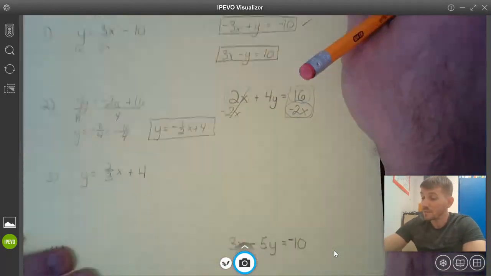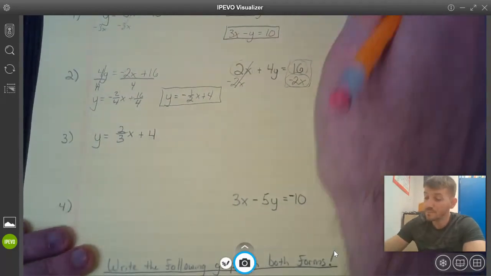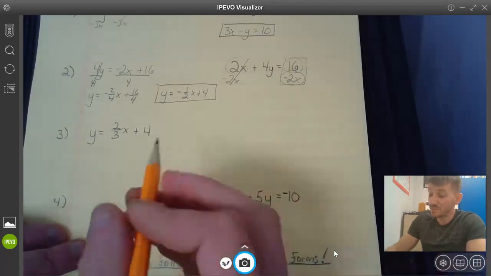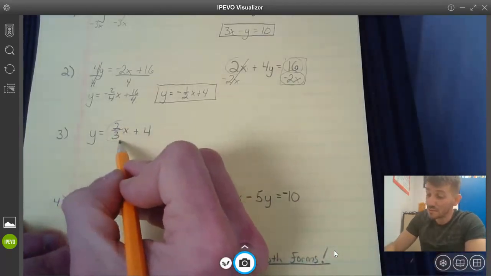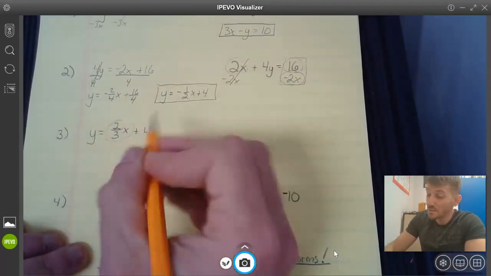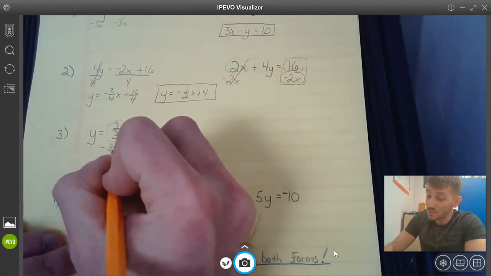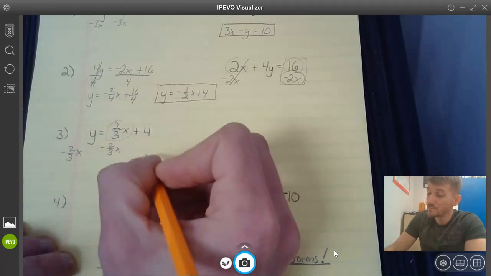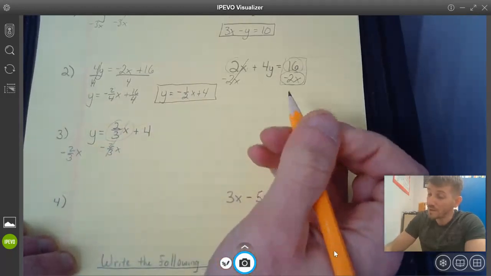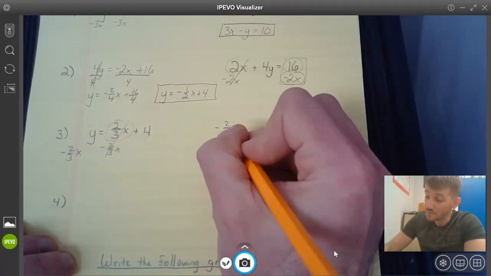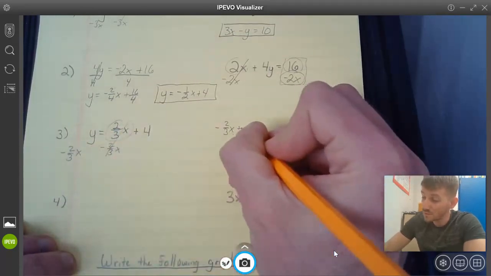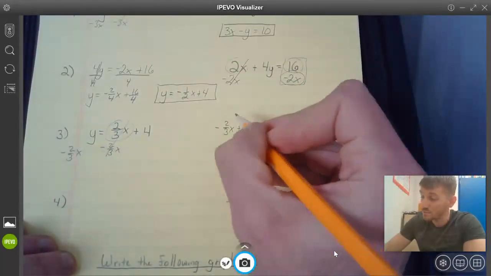Okay, moving on to number 3. We're going to do the same thing. This one's a little trickier. So same steps. I'm going to take this x and move it to the other side by subtracting 2/3 x from both sides. So now I have negative 2/3 x. That's still a positive y, is equal to 4.